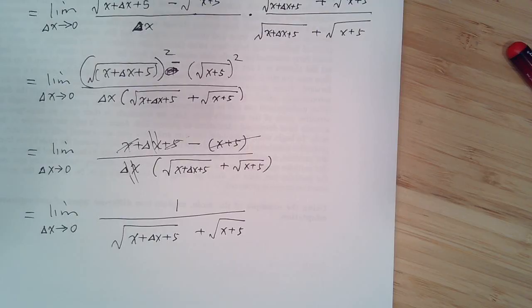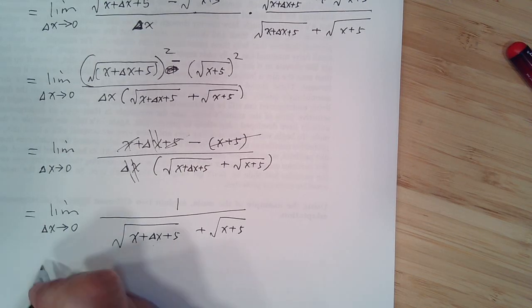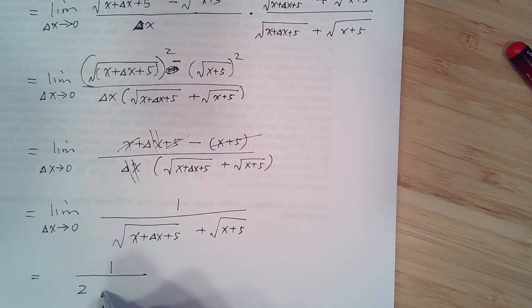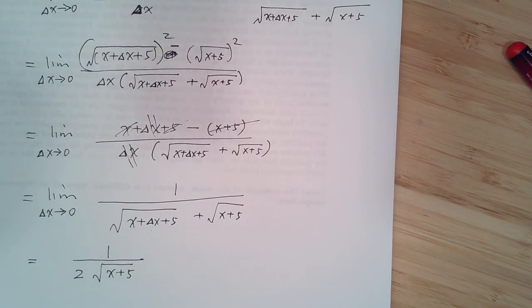Alright, now delta x approaches 0, so this part goes to 0. And so I have a square root of x plus 5, and here's another one. So I will have 1 over twice the square root of x plus 5. Right? Delta x approaches 0, so this part approaches 0. Just substitute 0 here.